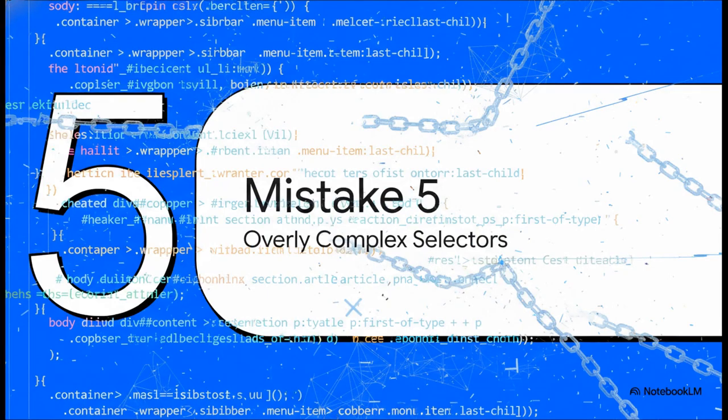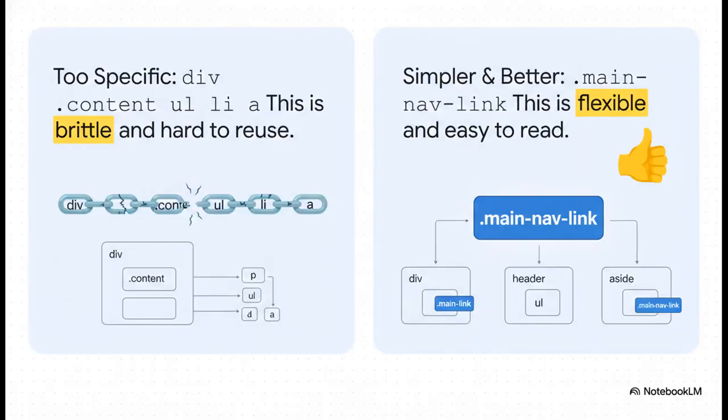And for our fifth and final mistake, let's talk about something a little more advanced, but it is so important for bigger projects. This is the habit of writing these super long, super specific selectors that end up being fragile and just impossible to deal with later on. This right here is a perfect example. That selector on the left is what we call hyper-specific. It will only work on a link that's inside a list item, that's inside a UL, that's inside... You get the idea. It's so brittle.